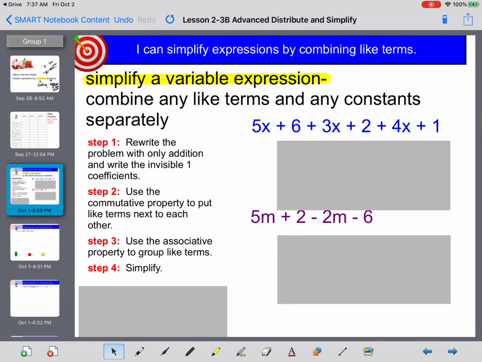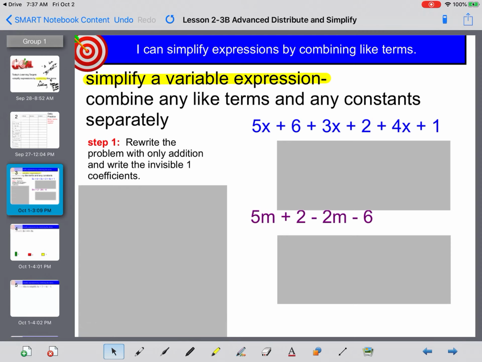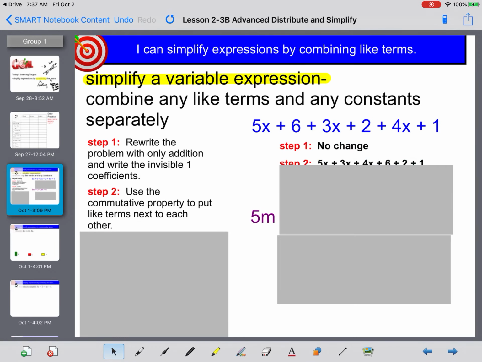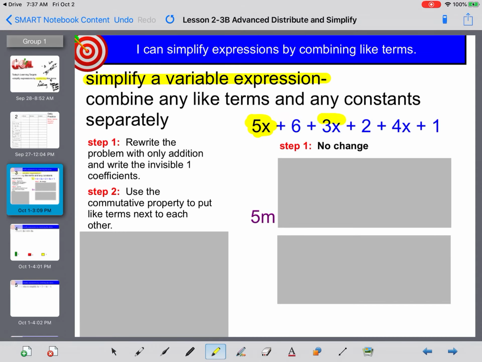Let's look at this first one. The first thing we need to do is, step 1, rewrite the problem with only addition. When I look at this, I see that it's already only addition. So I have nothing to do for that step. Step 2, let's put the like terms next to each other. Well, what are my like terms? To me, I can see that 5x, 3x, and 4x are my like terms. Also, my like terms are my constants, 6, 2, and 1.